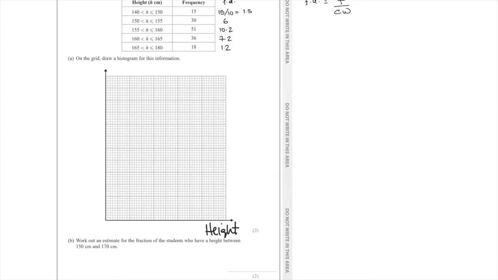The next thing that we need to do is to work out a scale. So I am going all the way up to 10.2. That's my biggest number here. And what I normally do is count it. Let's see, 1, 2, 3, 4, 5, 6, 7, 8, 9, 10.